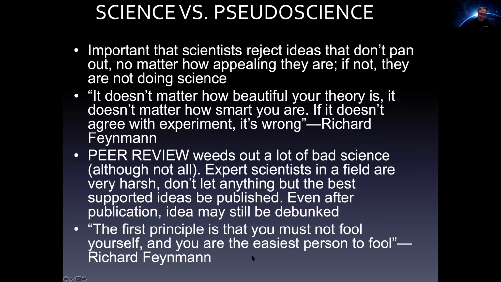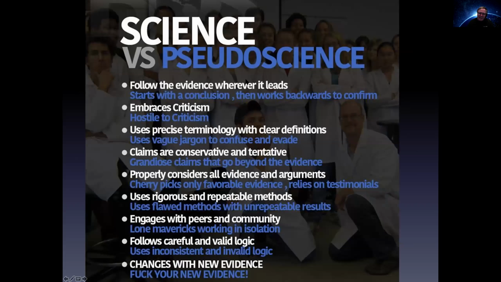And again, from Feynman, the first principle is you must not fool yourself. And you're the easiest person to fool, right? You really can't be fair about your own ideas because they're part of you and you're very fond of them. It's others who don't have that personal attachment to them that are the best judges of whether you're right or wrong. All right, so again, science versus pseudoscience, you follow the evidence wherever it leads.